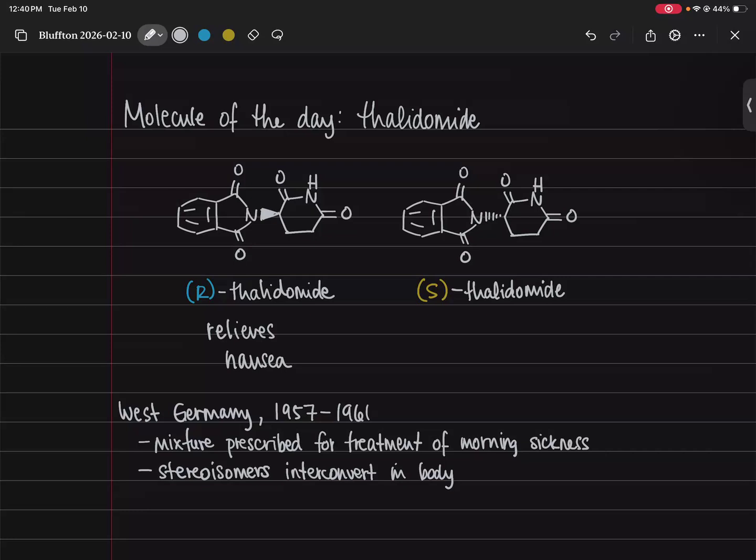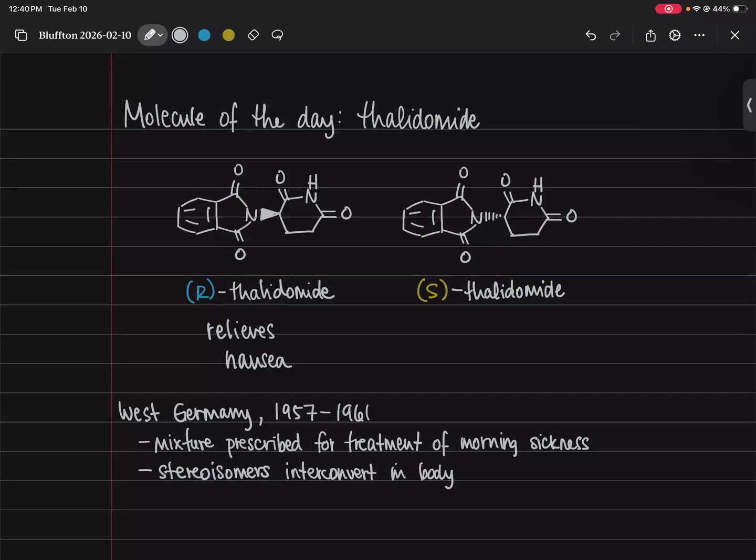You'll notice they are almost identical. There's just one very small difference, and that is this one has a hash bond here, and this one has a wedge. So these are stereoisomers. As we're going to find later today, they are enantiomers of each other, but they differ only by the spatial arrangement of the atoms around that carbon right here.